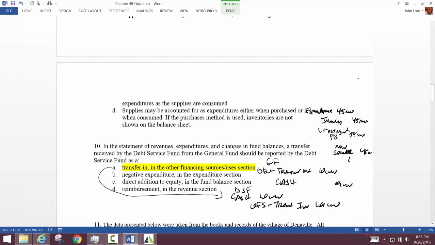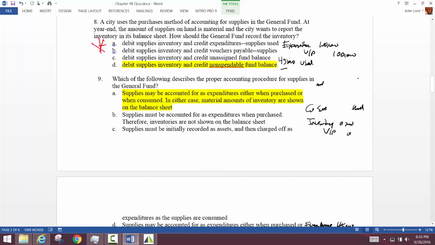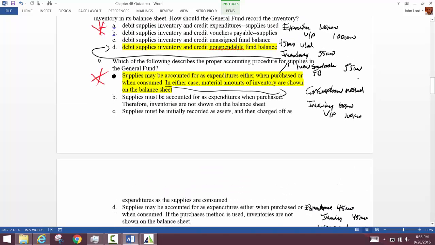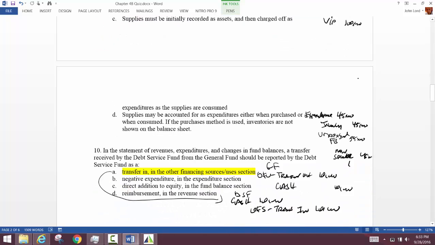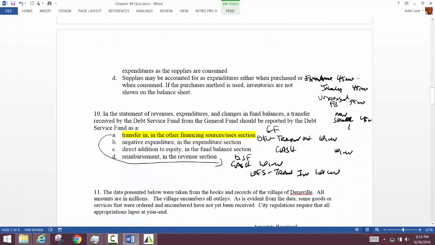All right, so let's go ahead then and let's take a look at what? Number 10 then, right? Okay. Okay, so we say that in our statement of revenues, expenditures, and change in fund balance, a transfer received by the debt service fund from the general fund should be considered a transfer in, and that was what?